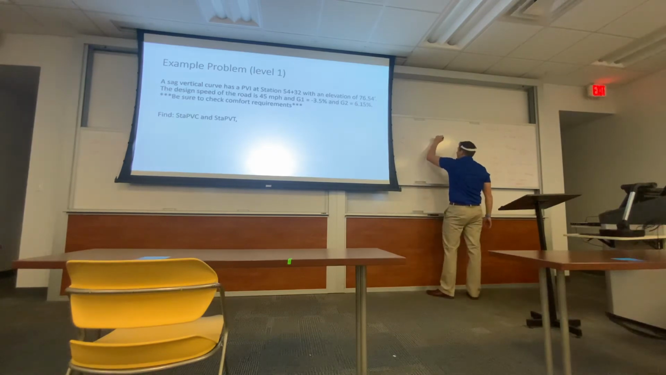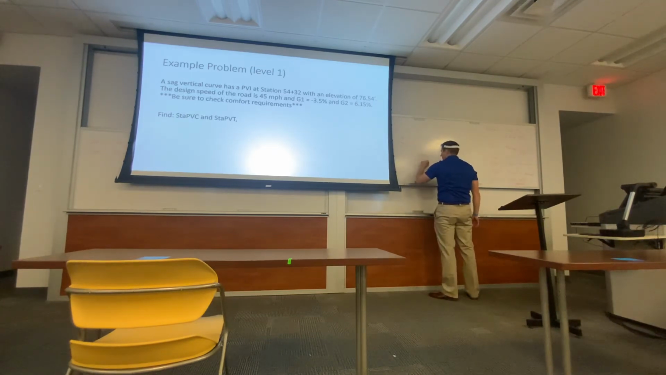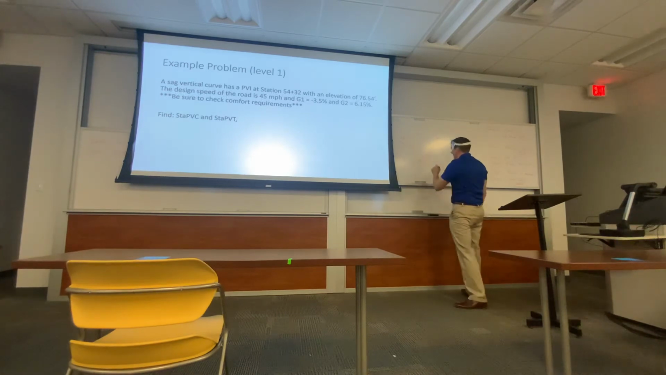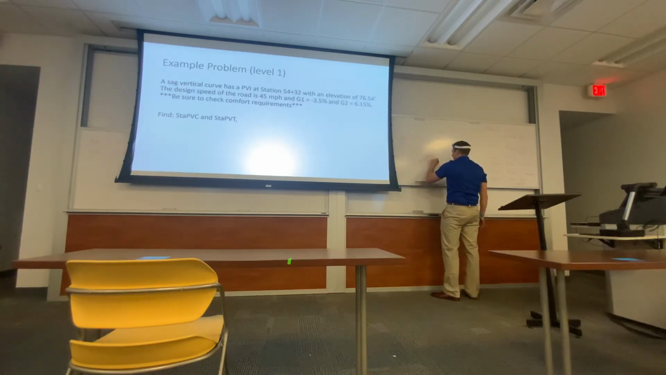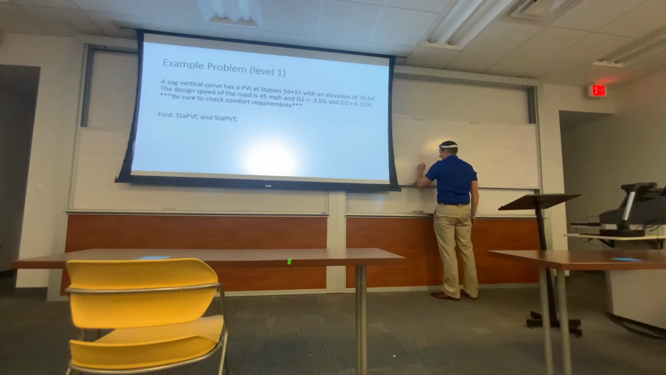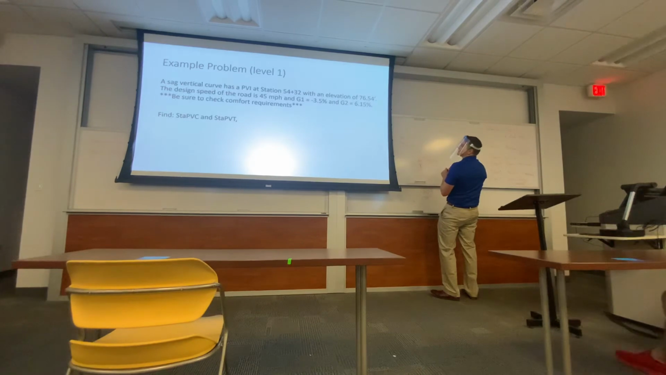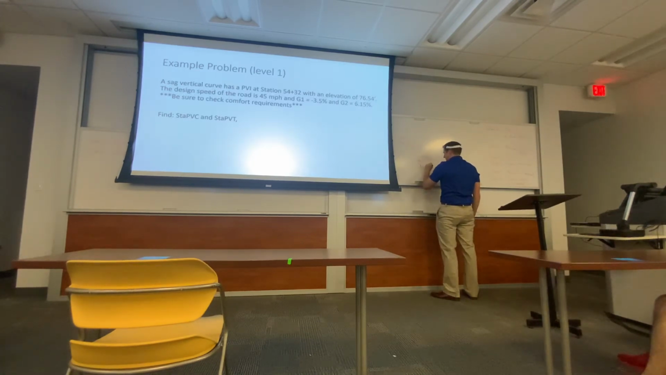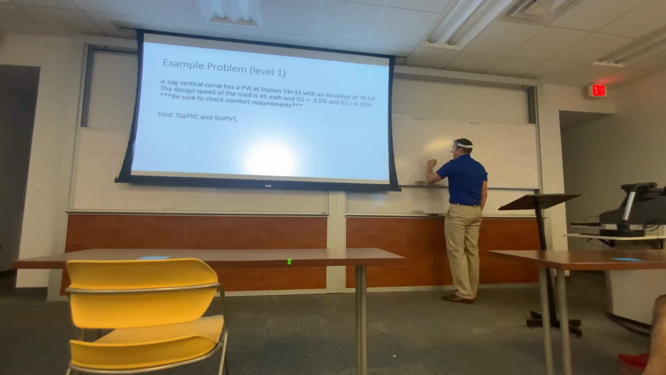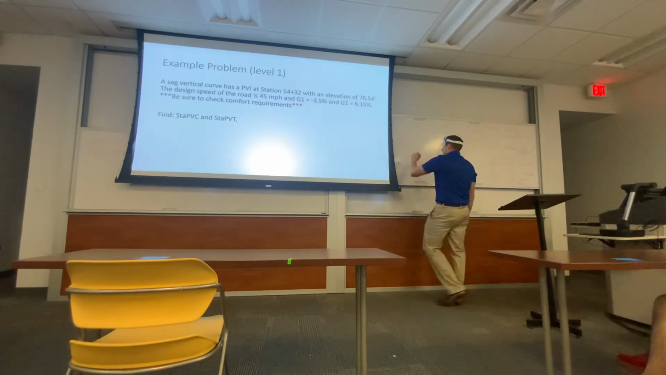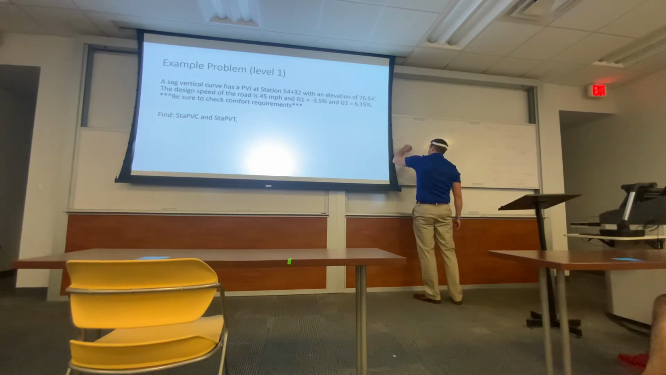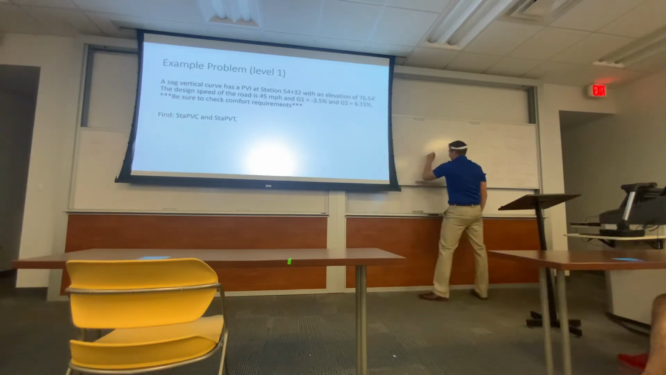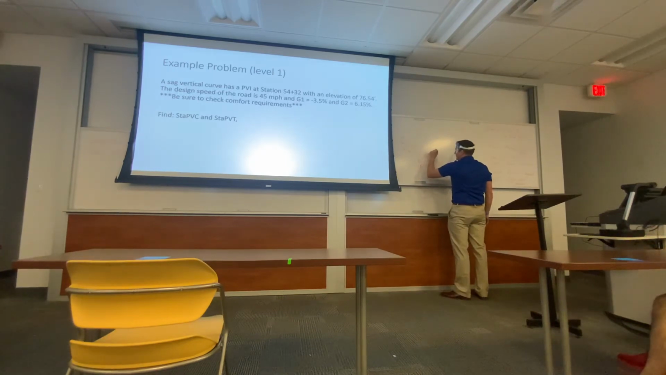PVC, PVT, PVI equals 4 plus 3.2, and the elevation 76.4 feet. And what else? We have the grades. G1 equals negative 3.15, G2 equals 6.15. Very steep.